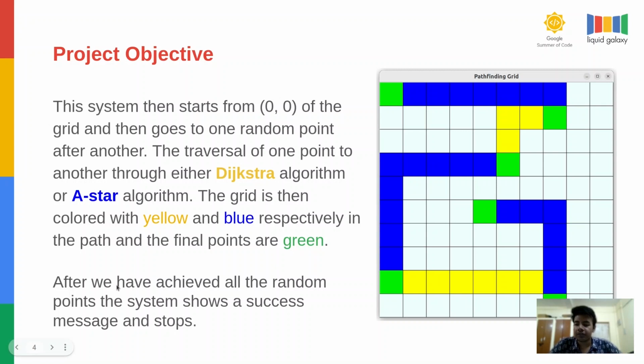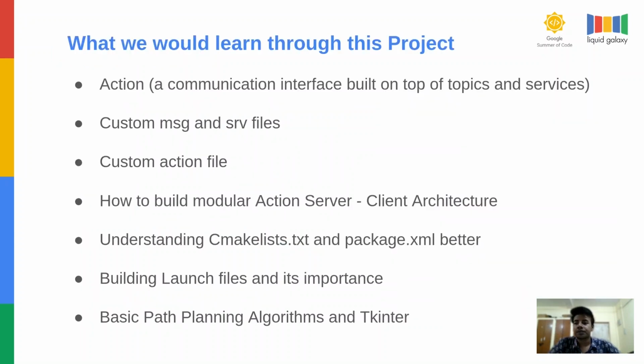Okay. So after we have achieved all these random points we are sending, and the system has reached all of them, it shows a success message and then stops. Fine. So this is what we want to build. Now it comes to how, what we will use, and why are we doing it. What will we learn from this?